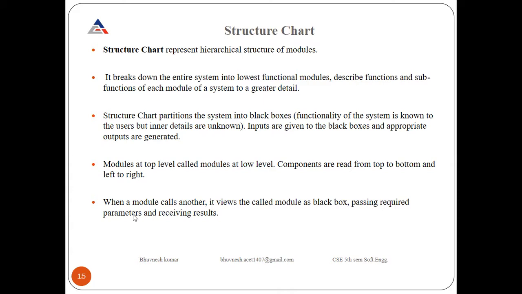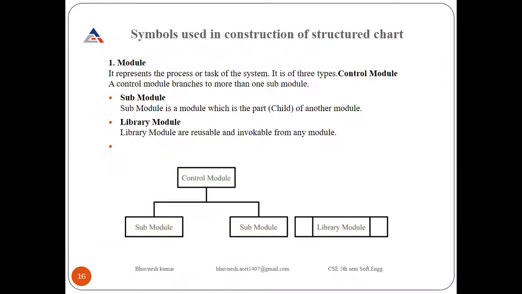Next is the structure chart. When a module calls another, it views the called module as a black box, passing the required parameters and receiving a result. If there is conditional calling, it will work as a black box, and the module will pass a parameter to the submodule. Further, there are symbols used to construct your structure chart.